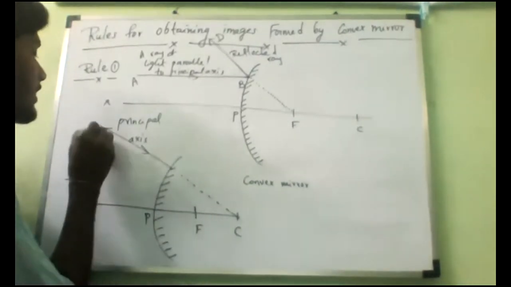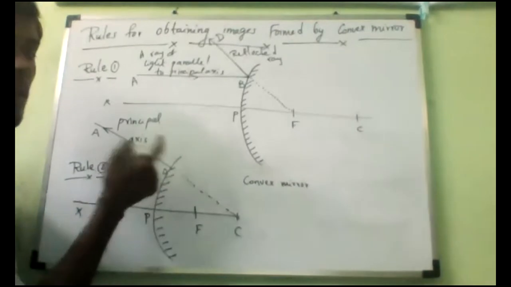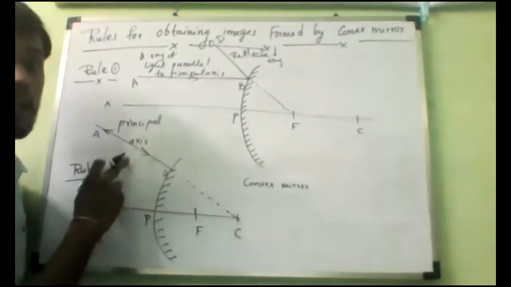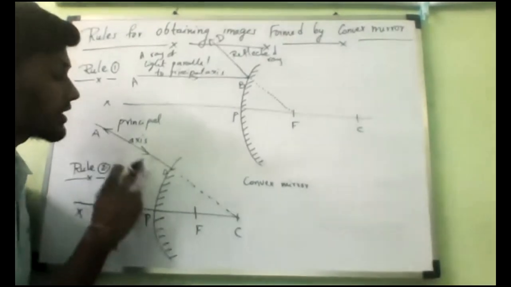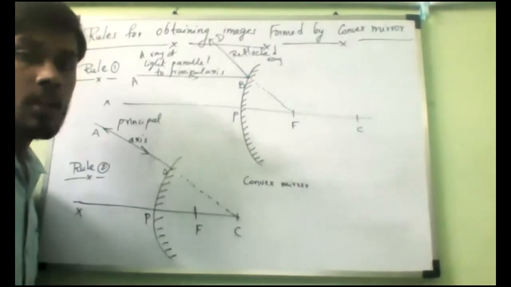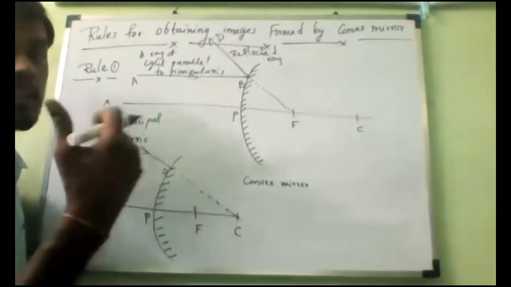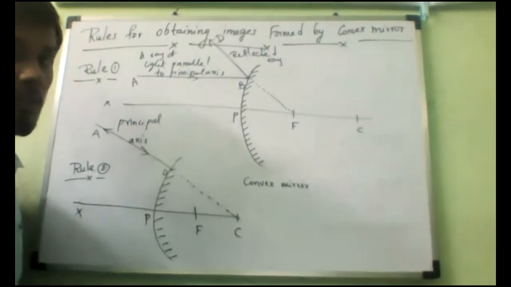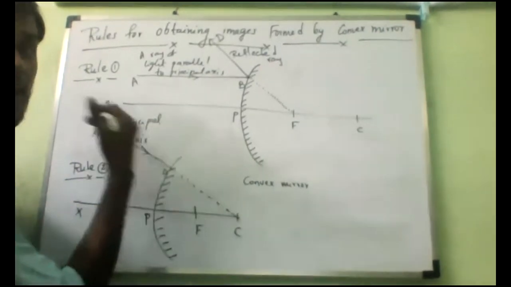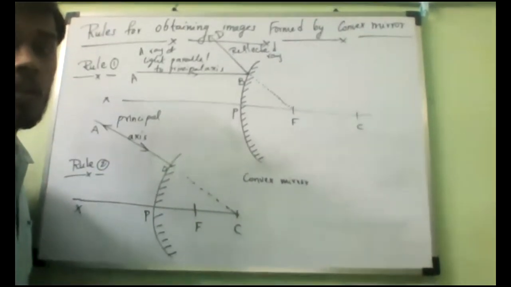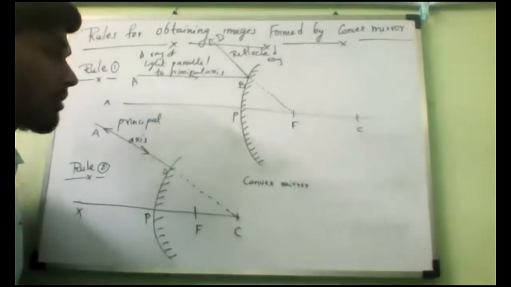Let me insert the incident ray AD and the reflected ray also DA. A ray of light going towards the center of curvature, after striking the convex mirror, is reflected back along the same path. Do you understand? Yes, sir. That is rule number two.